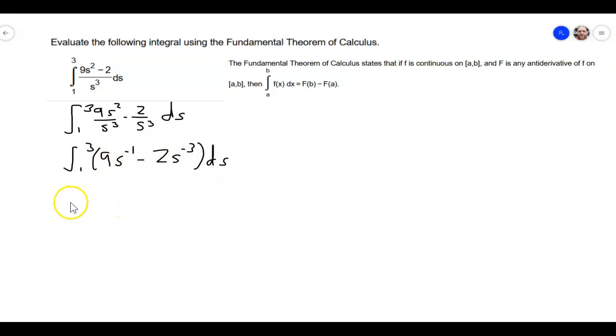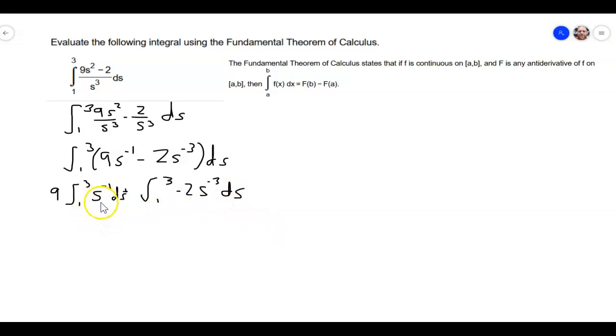Alright, so let's go ahead and find the antiderivatives. And let's break this apart too, to make this a little bit easier. So from 1 to 3, I can pull the 9 out of the first one, and I just have s to the minus 1. And then I'm going to do plus, from 1 to 3, negative, actually, let me leave the 2 in there, because it'll make it a little bit easier, negative 2s to negative 3 ds, and I'll show you why I'm doing that in a second.